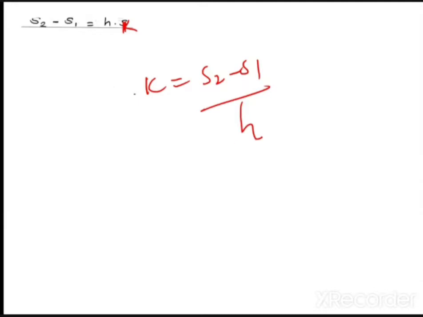So what is the formula? We know that K is equal to S2 minus S1 upon H. You know K, you know H, you know S1. You can directly find out S2.